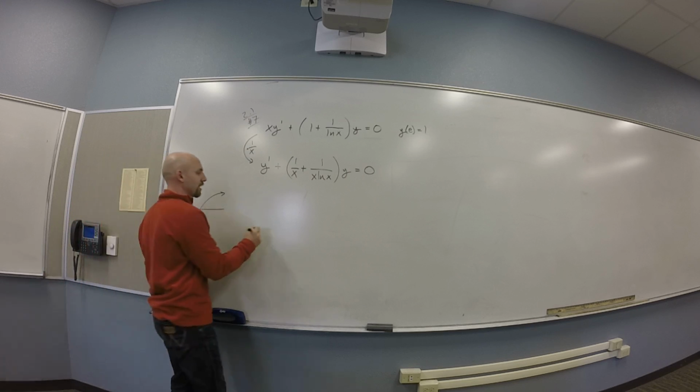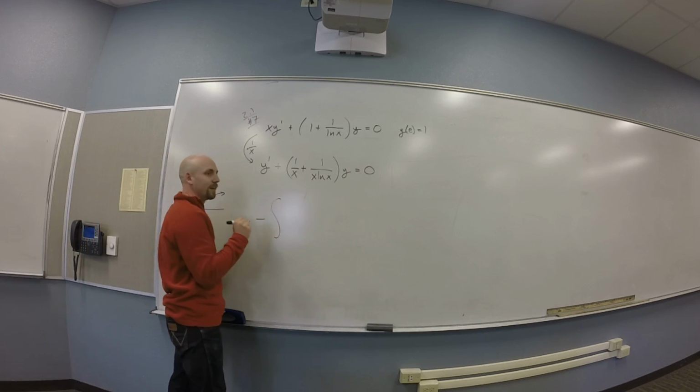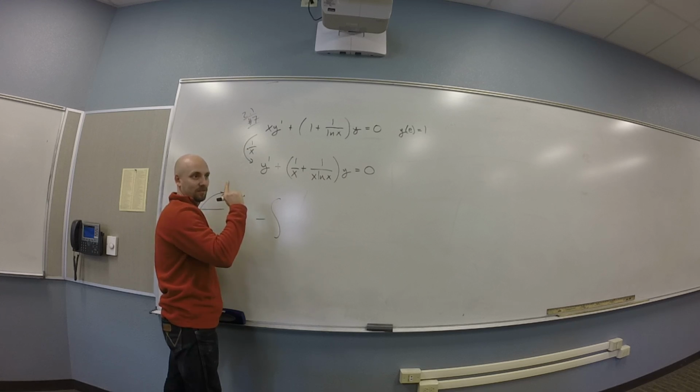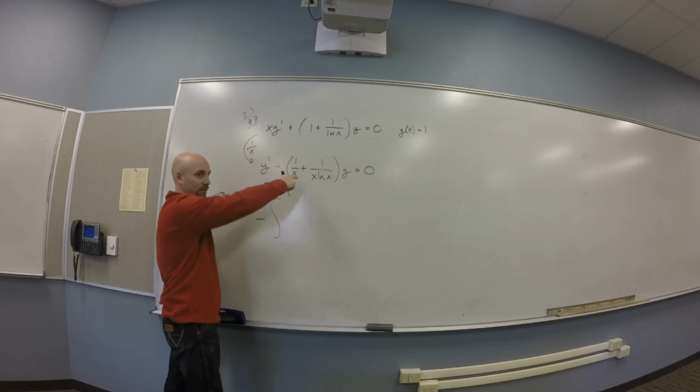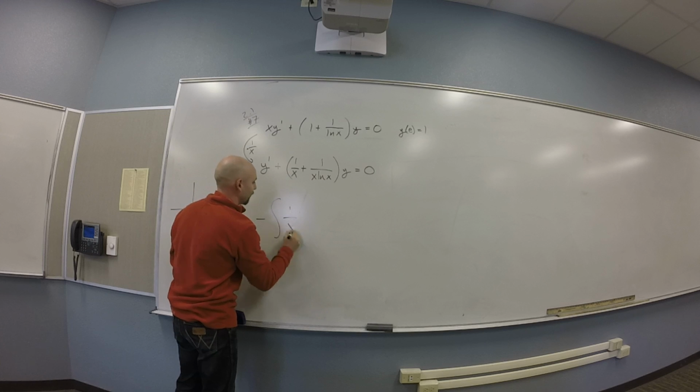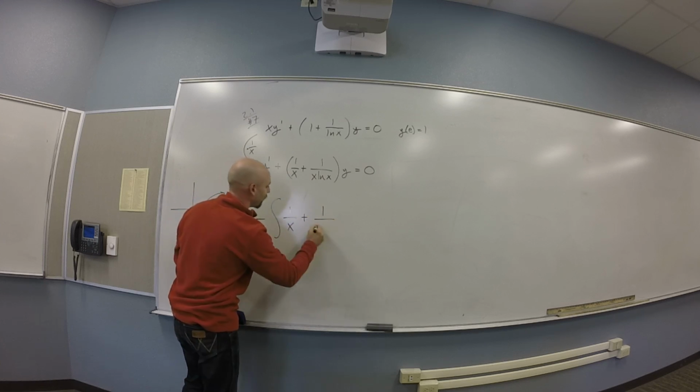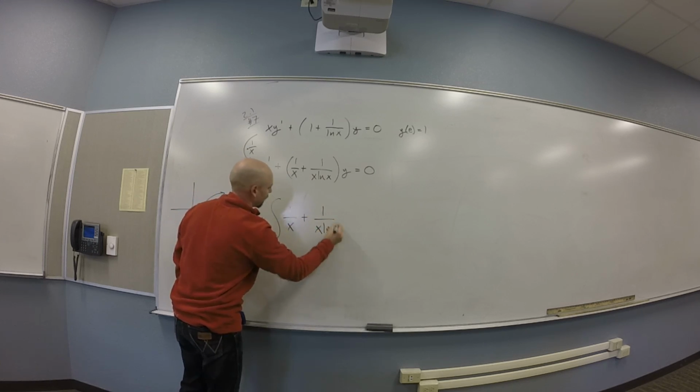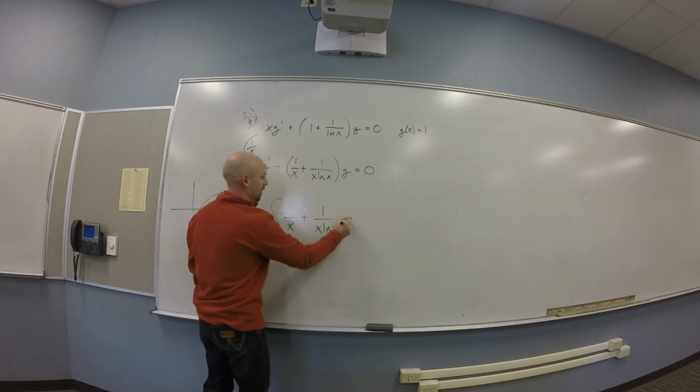Okay, so to get my form, I should be considering negative the integral of which thing? Stuff in the parentheses. Yeah. Stuff in the parentheses. 1 over x plus 1 over x log x dx.